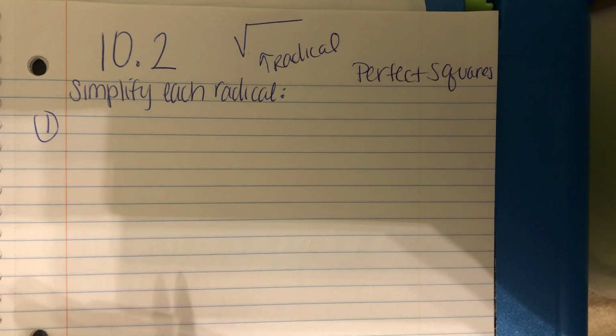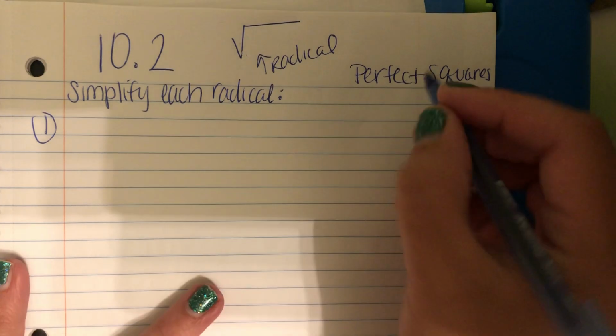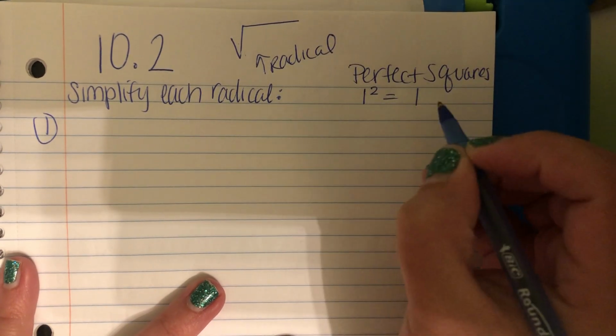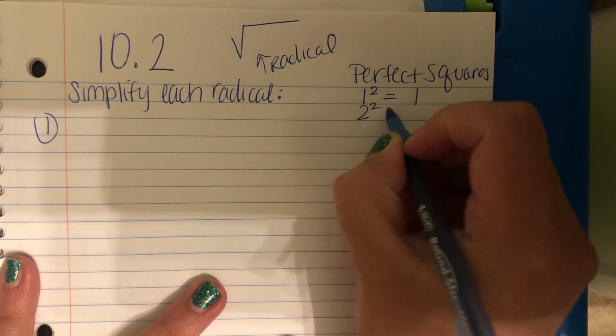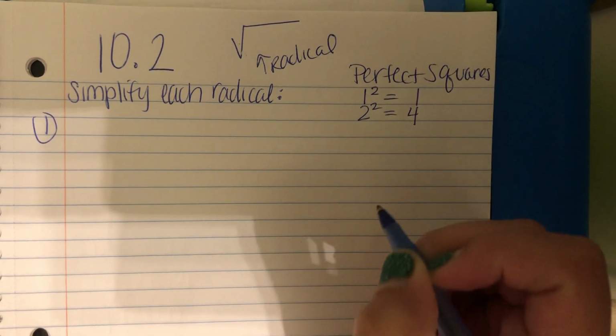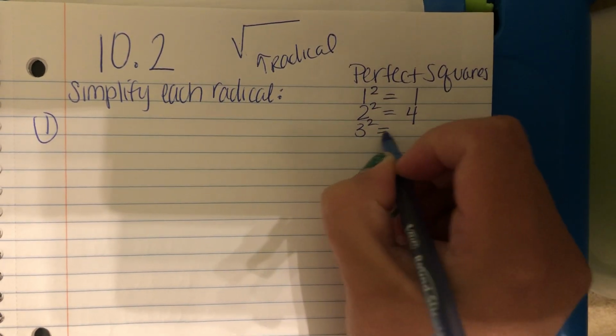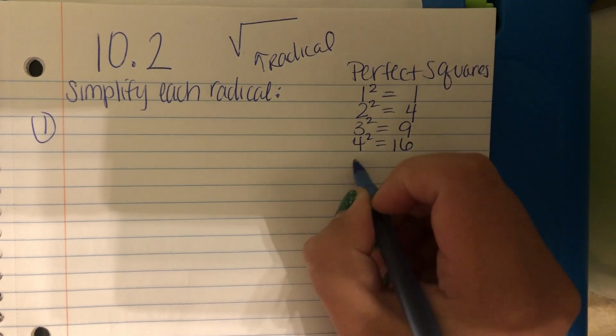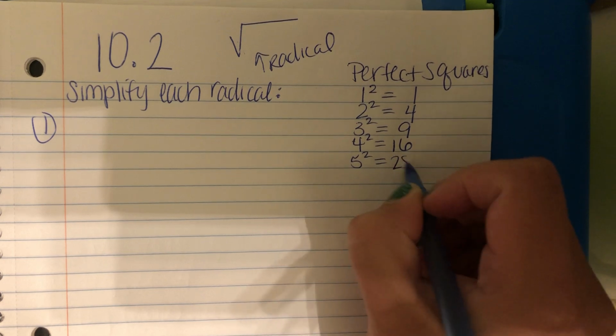So what do I mean when I'm saying perfect squares? I'm talking about numbers that have been squared. So for example, 1 squared is 1. 1 is a perfect square. 2 squared is 4. 4 is a perfect square. 3 squared is 9. 9 is a perfect square. 4 squared is 16. 5 squared is 25.